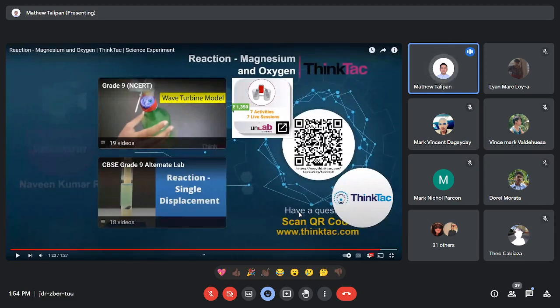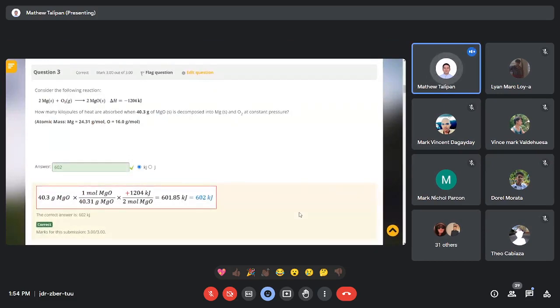But since the question here is requiring the opposite, the decomposition, we need to reverse the reaction. When the reaction is reversed, following the rules in thermodynamic equations, the corresponding sign of your enthalpy will also be reversed. So from negative, you would see here in the solution that it is converted into positive. In the balanced equation, you have 2 MgO, so we also see here 2 MgO, and then the corresponding enthalpy of reaction. So we get here 602 kilojoules.